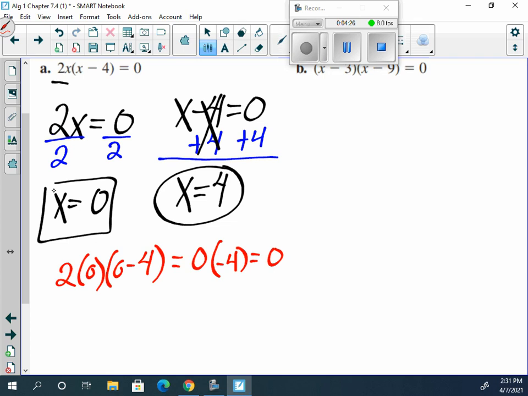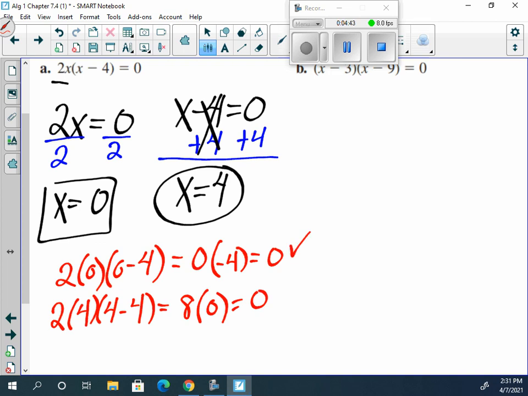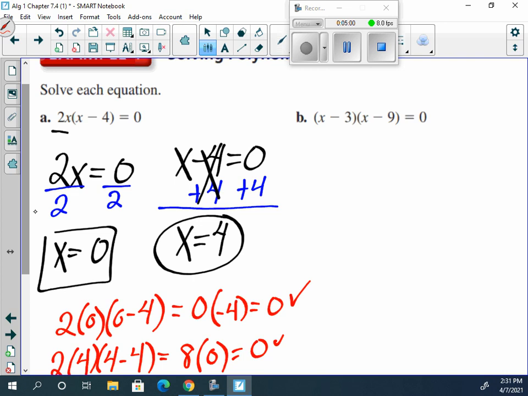Okay, let's try it the other way. Let's do 4. So we have 2 times 4 minus 4. Well, 2 times 4 is 8, and our 4 minus 4 becomes 0, like we wanted. So it works out that 0 and 4 both make this equation equal 0. Any questions on this here so far? We ready to look at the next one?